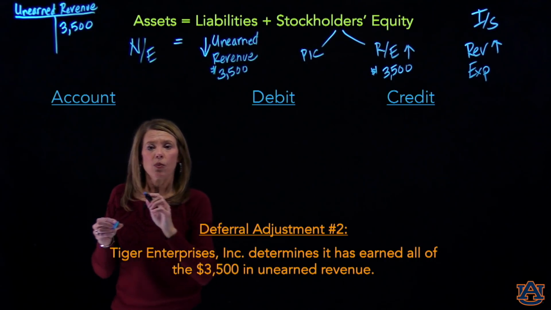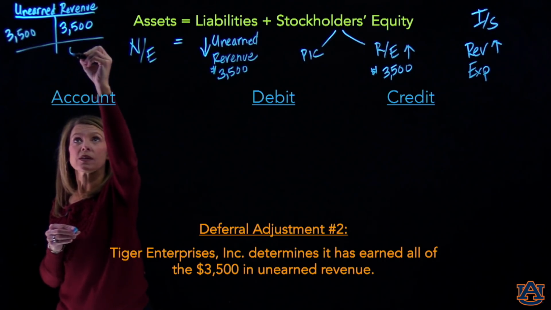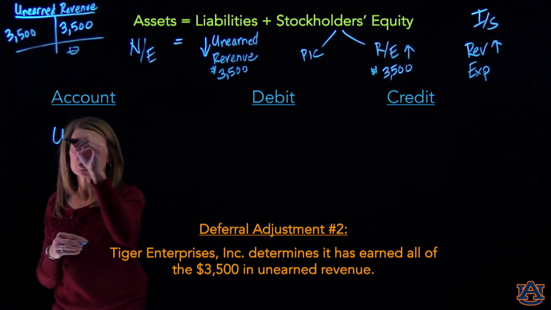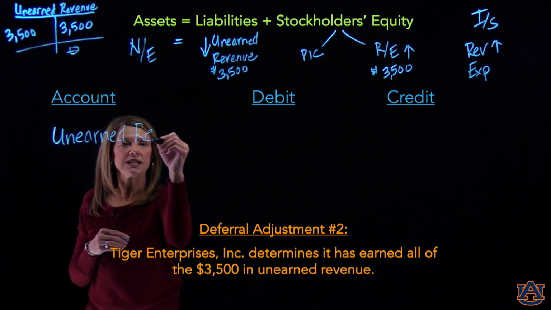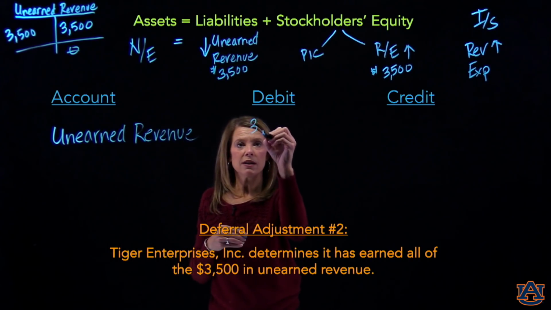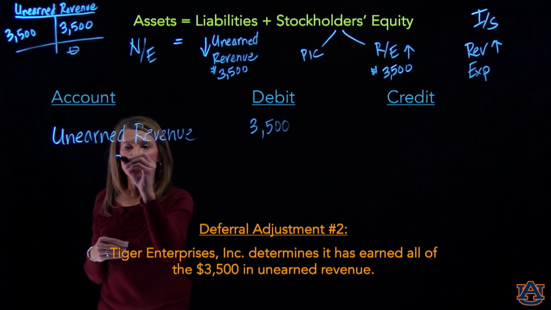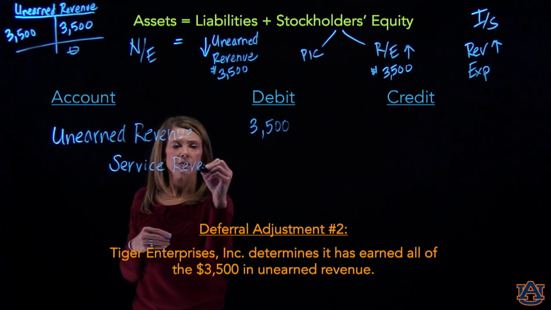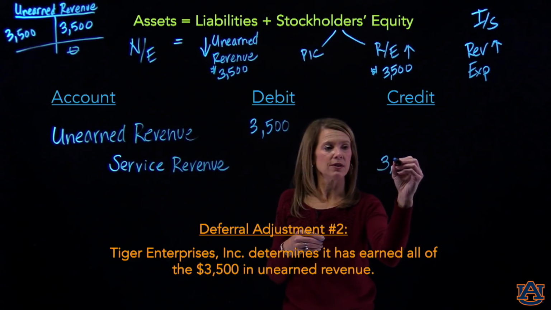And when we do, we're going to be debiting unearned revenue because that liability is going away. And that's really the only way that we're getting that unearned revenue account to be down to zero, which is what we want. So unearned revenue is our debit here. We're decreasing that liability with a debit, and the amount of the debit would be $3,500. And because we've earned the revenue now, we would be crediting the service revenue account. And this credit would make the service revenue increase.